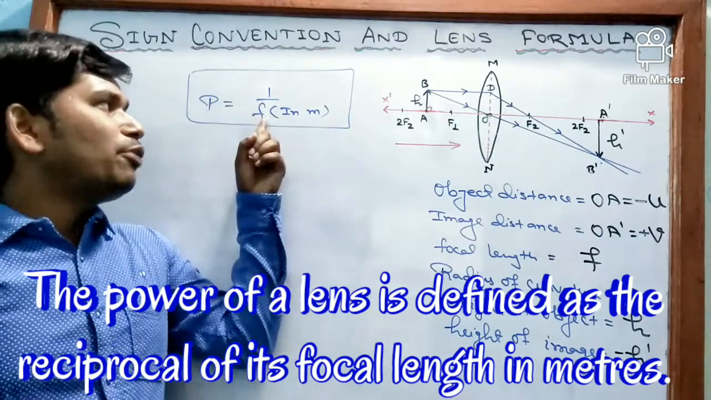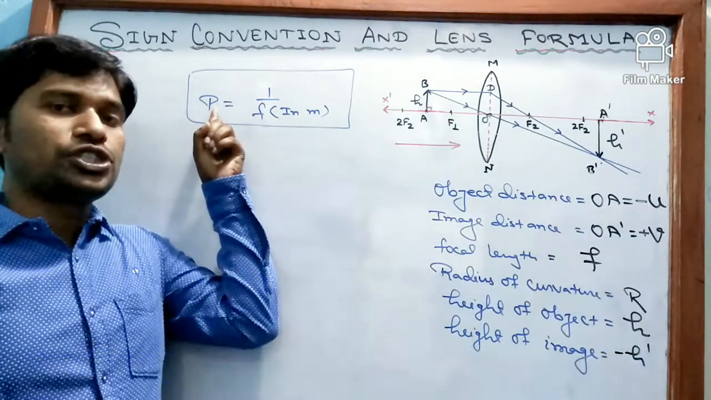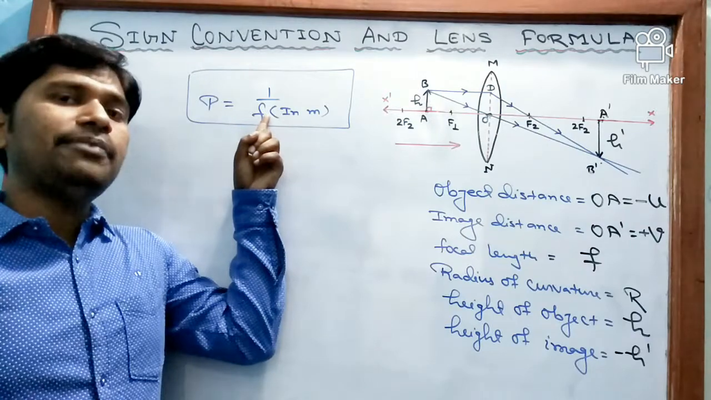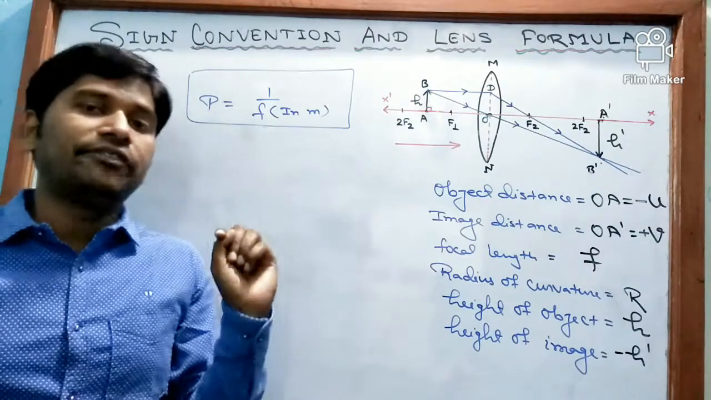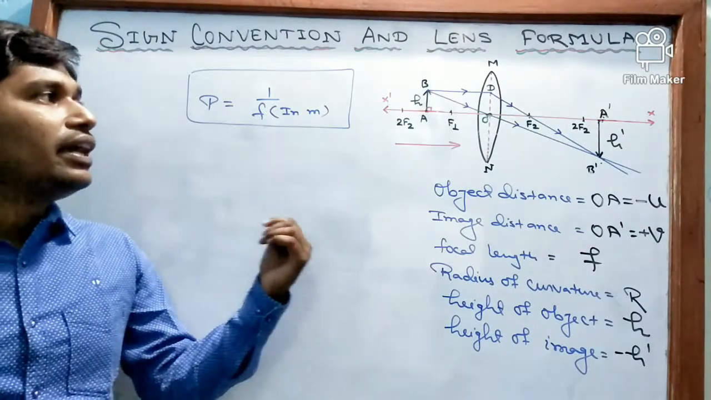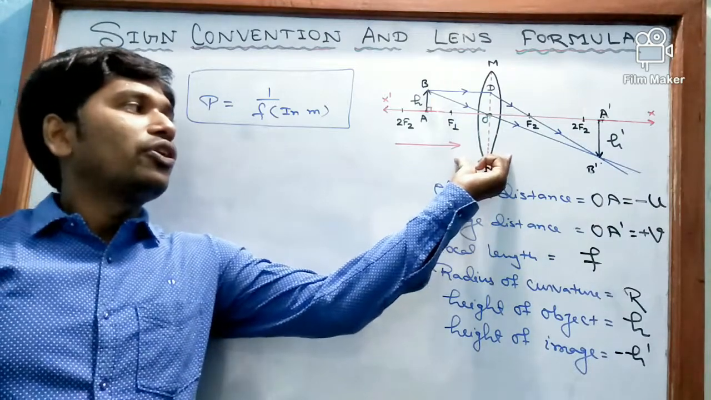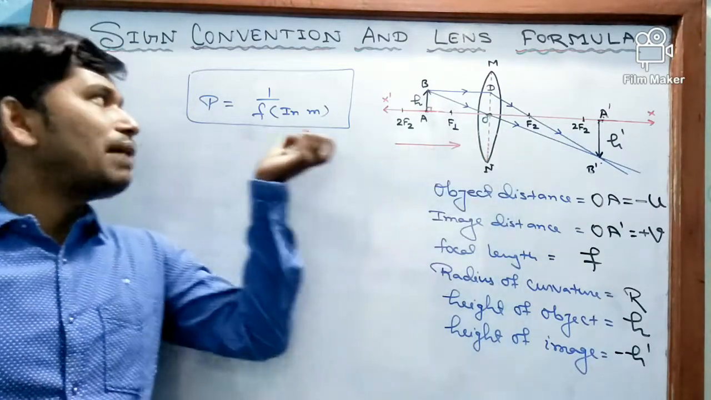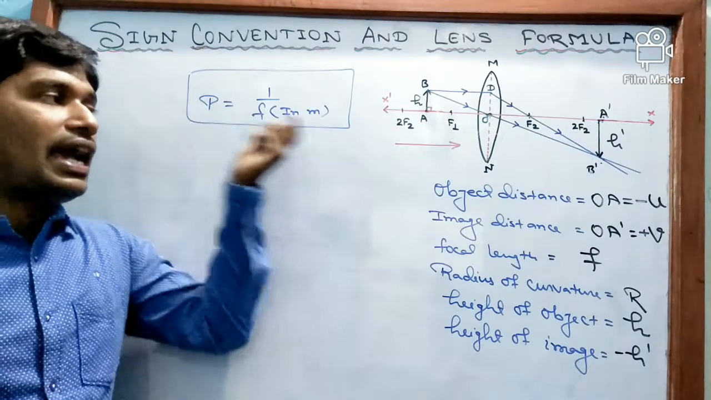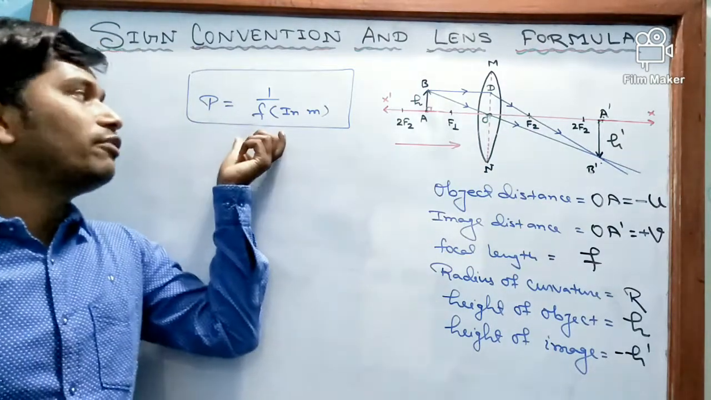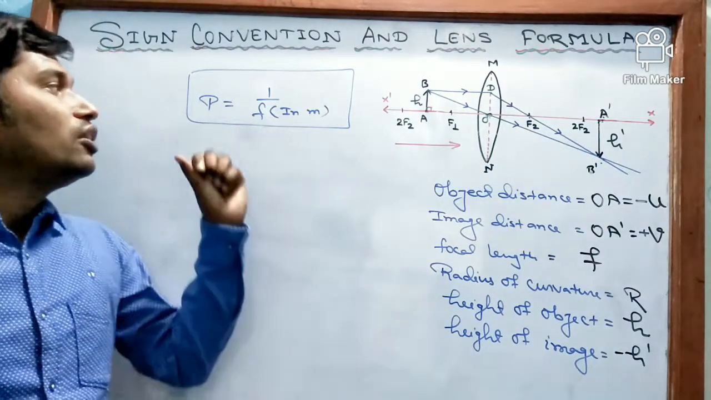If focal length is positive, then power will also be positive. If focal length is negative, power will also be negative. It means in case of convex, the power will be positive, and in case of concave, the power of the lens will be negative.